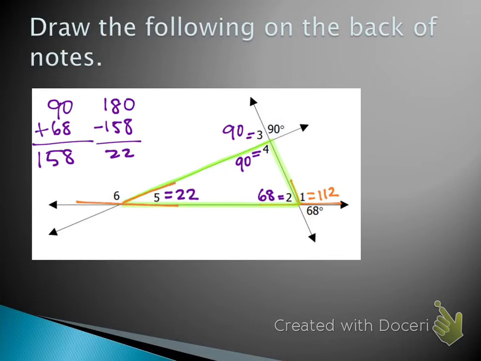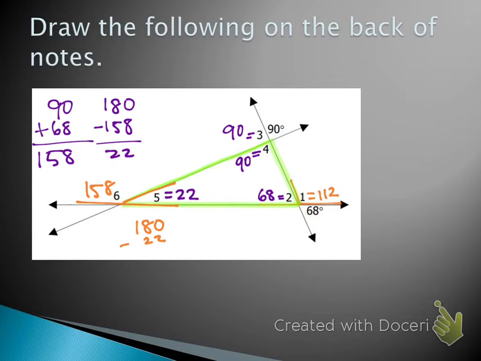And then 6 and 5 are a linear pair. So what is 180 minus 22? Yeah, we kind of just did the backwards. So it's 158. That's it. Questions on any of these?